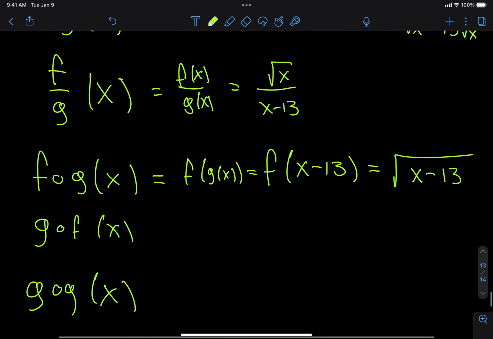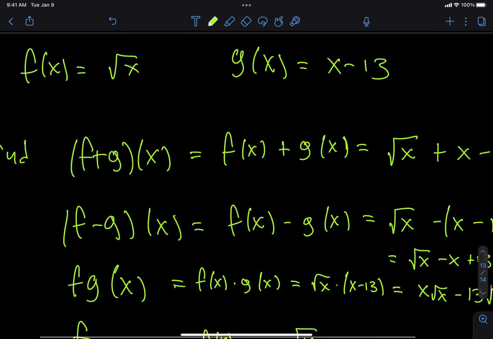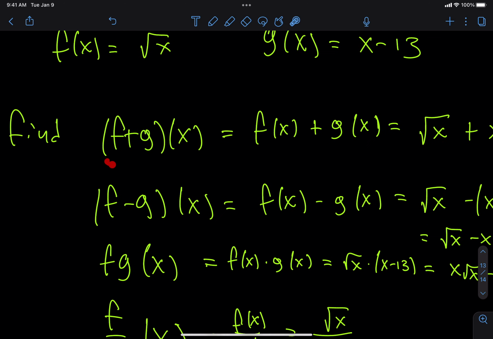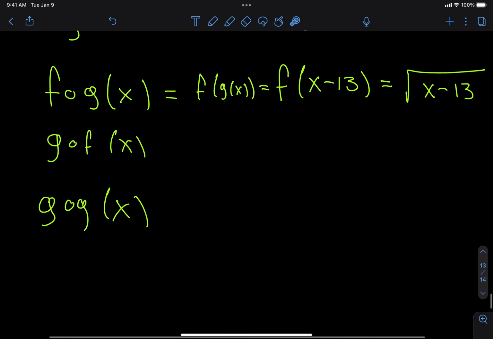What about g o f of x? Is it going to be the same thing? No, it's not going to be the same thing. It's different than f plus g, right? If I do f plus g, this is the same as g plus f, because addition you can do in any order. 3 plus 5 is the same as 5 plus 3. But when we compose functions, the order does matter.